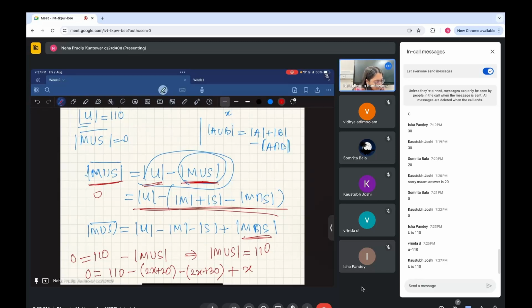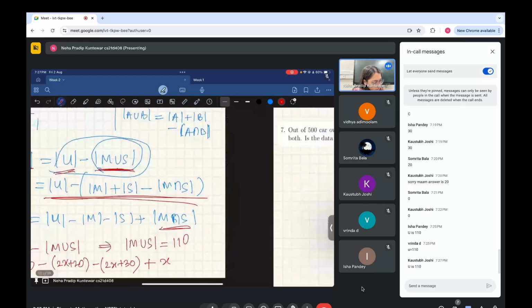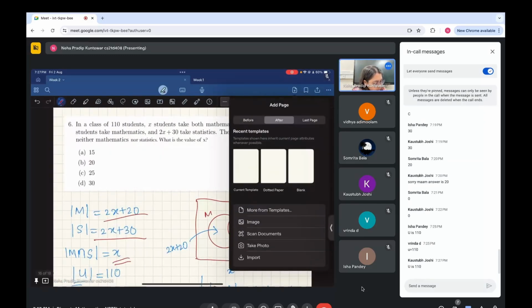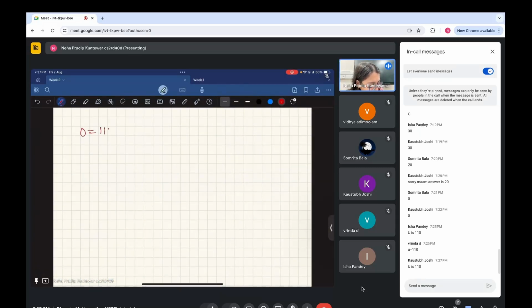Okay. So I'll just write the equation that we had written earlier. You have 0 is equal to 110 minus 2x plus 20 minus 2x plus 30 plus x. And now you simply want to solve for x. That gives you 3x is equal to 110 minus 20 minus 30, which is 60, and that basically gives you x is equal to 20.